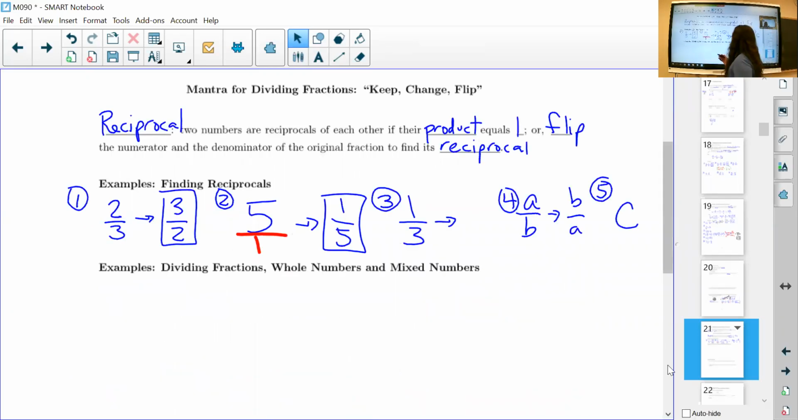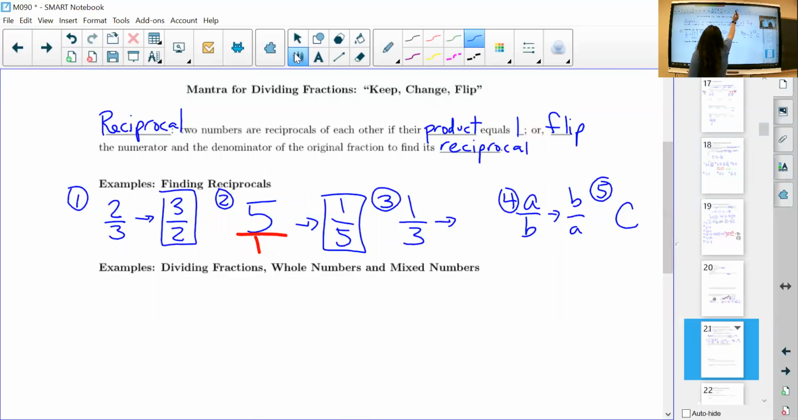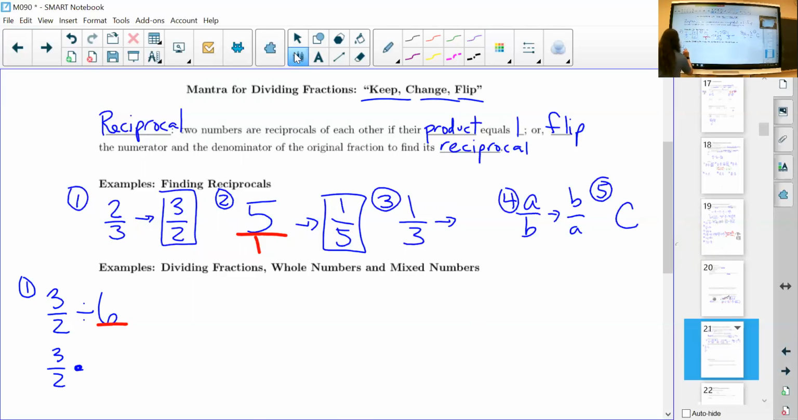Okay, once we find those reciprocals, now we need to actually do some division. So let's take a look. First example we're going to do is example 1, 3/2 divided by 6. First thing I want to do is find the reciprocal of 6. So this is keep, change, flip, just like we set up here. Keep the 3/2, change the sign to a multiplication sign, and flip this. Remember, a whole number can always be put over 1. So flip it over, we have 3/2 times 1/6.